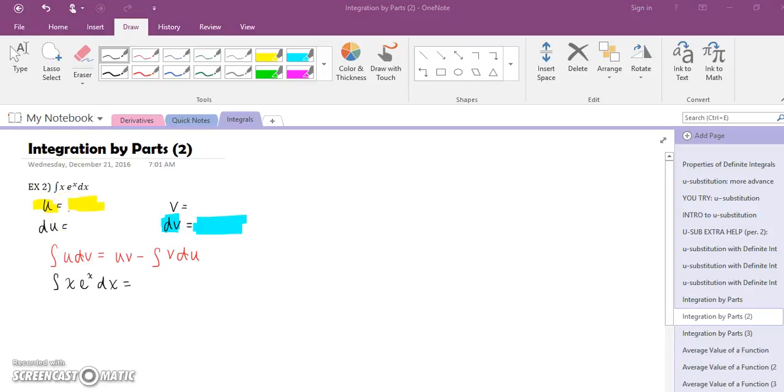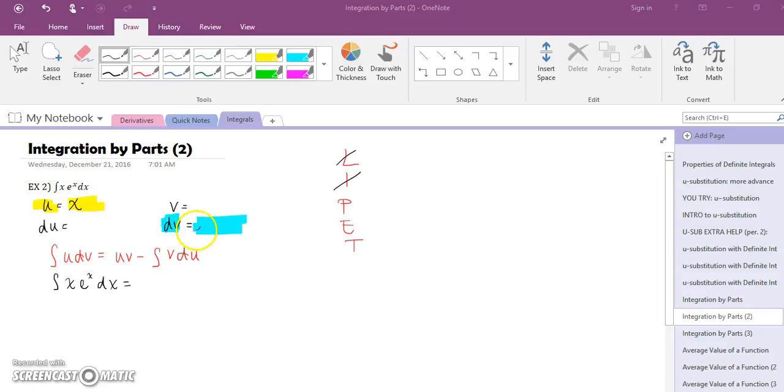It's very common to see an exponential in a u-sub problem, and I'm going to write my LIPET, however you want to say it. So let's look here. Do I have a logarithmic term? No. Do I have an inverse trig? No. Do I have some kind of polynomial? Yes, I do, because x is a first degree polynomial.